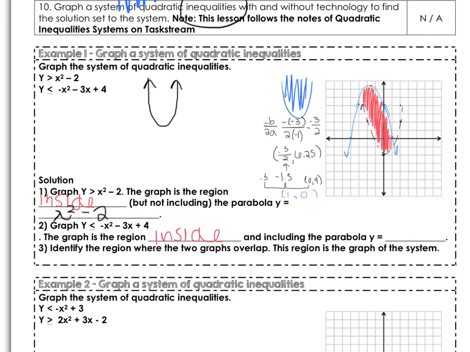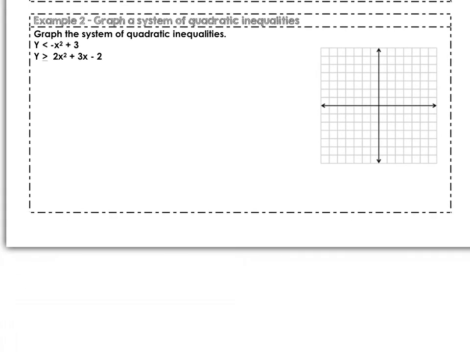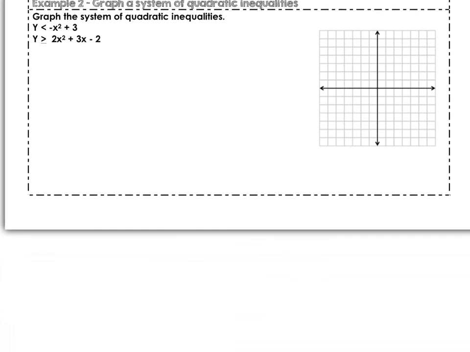All right, last example here, and it's called a checkpoint in the textbook, but we're just going to treat it as another example for us to play around with. So if we graph each individually, the first one is -x squared plus 3. That's a parabola that's going to open down that got shifted up 3 units, okay? It's going to be a dashed line because it's not or equal to, and because I'm less than, I'm going to shade below it, which once again happens to be on the inside of the parabola.